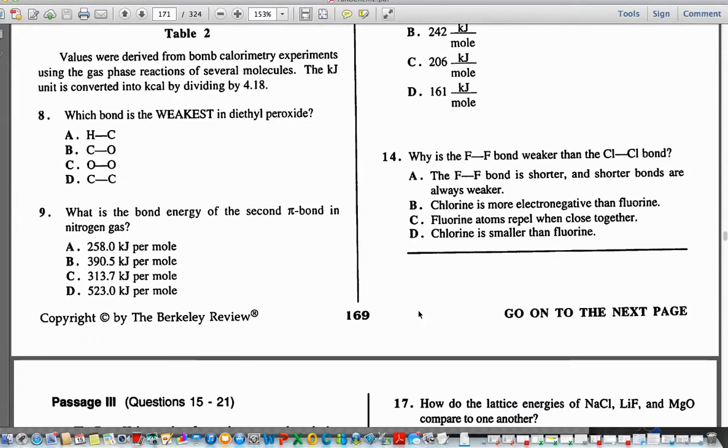Classic chemistry question: why is the F-F bond weaker than the Cl-Cl bond? Fluorine is so small, the nuclei get so close together that the protons in the individual atoms repel each other, which is going to be C. That is a classic chemical question.